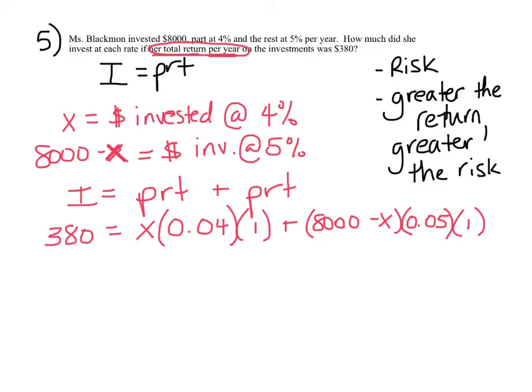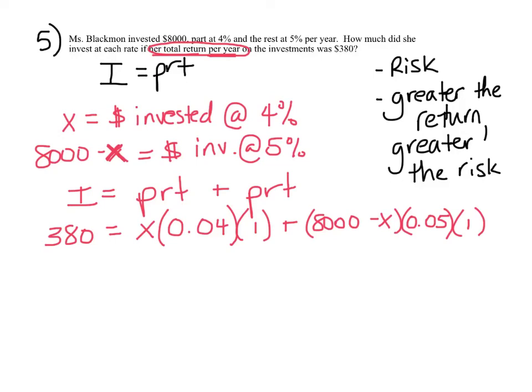So I know that looks super complicated, but slow down and think about what we did. We identified the value for what money will be invested at 4%. We said the rest of it is invested at 5%, and we identified our formula and filled in the formula. Now we have to solve it.